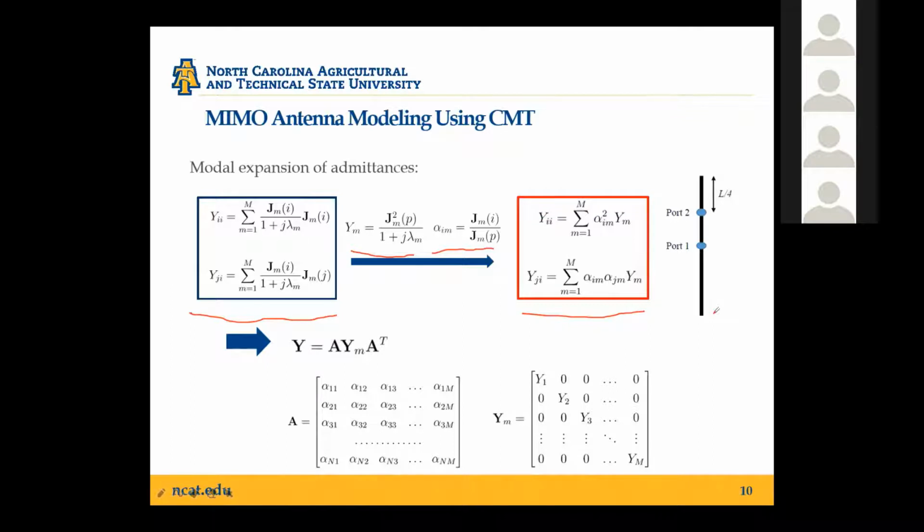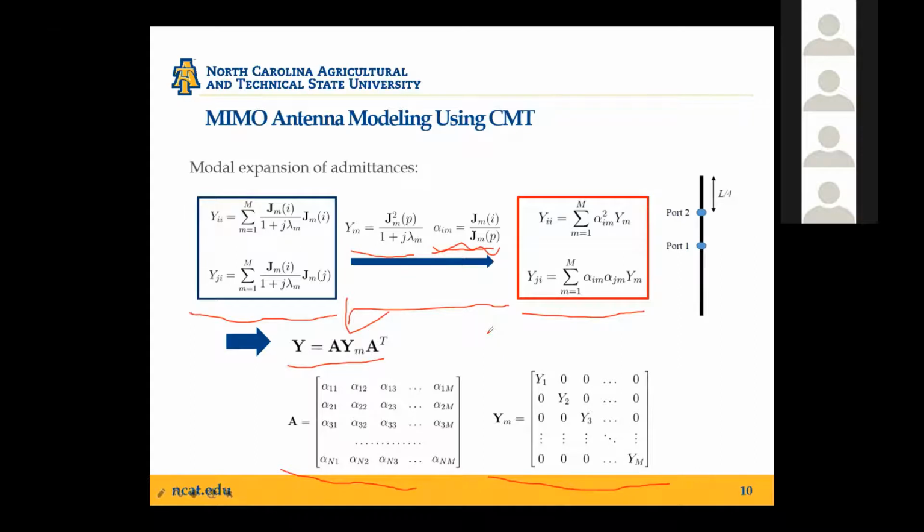In fact, if you examine the expression, you can even write it in a more compact form, shown down here, where Y_M is essentially a diagonal matrix, where Y1, Y2, all the way to YM represent the admittance of each individual mode. And the A matrix is essentially the normalization matrix, which we mentioned, between each port and the corresponding mode.